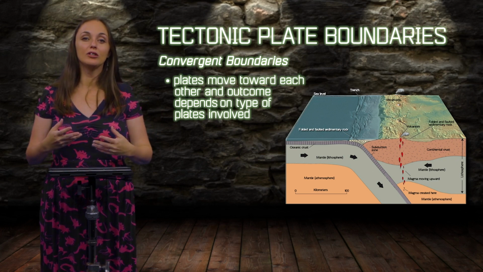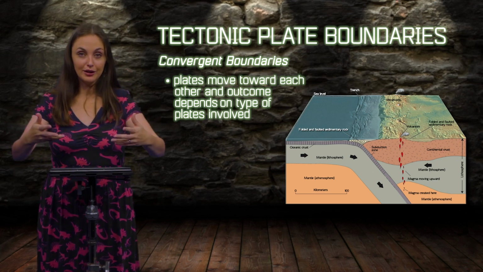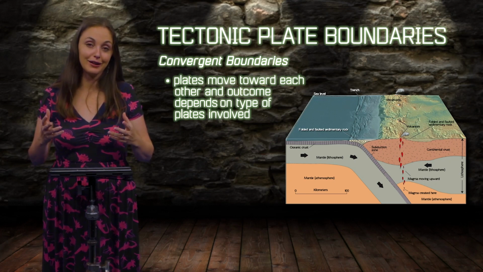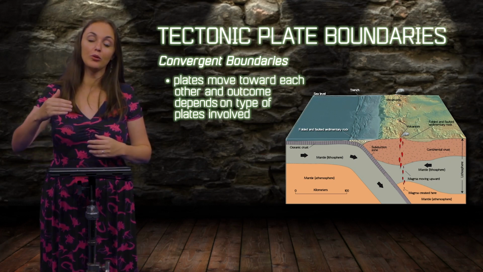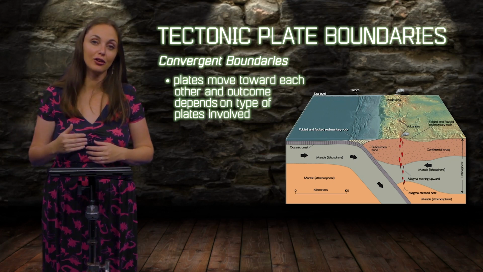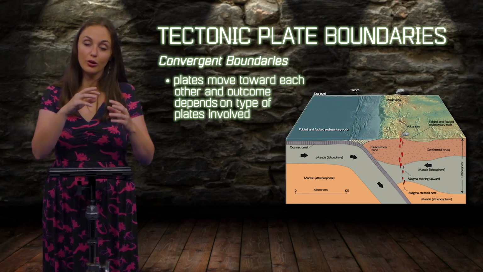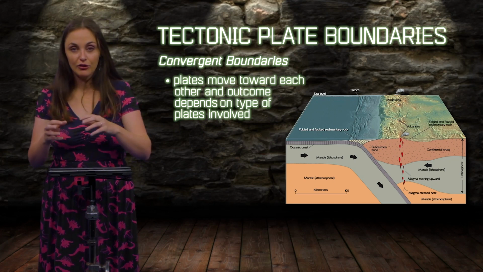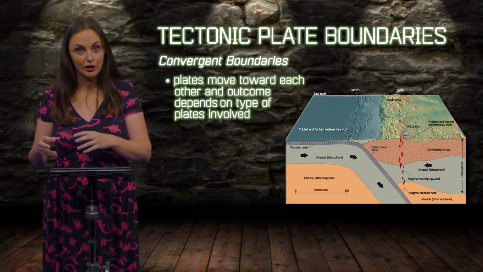So whichever one is less dense or light or buoyant, that is going to be the one that essentially wins at a convergent plate boundary. It's going to be the one that stays at the surface of the Earth, where the denser of the two is going to subduct into the mantle. So where the sinking of the crust occurs, that's called a subduction zone.